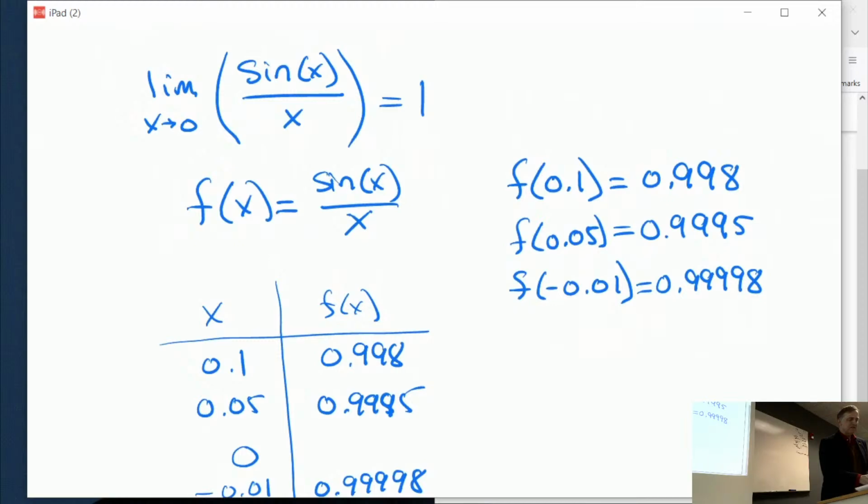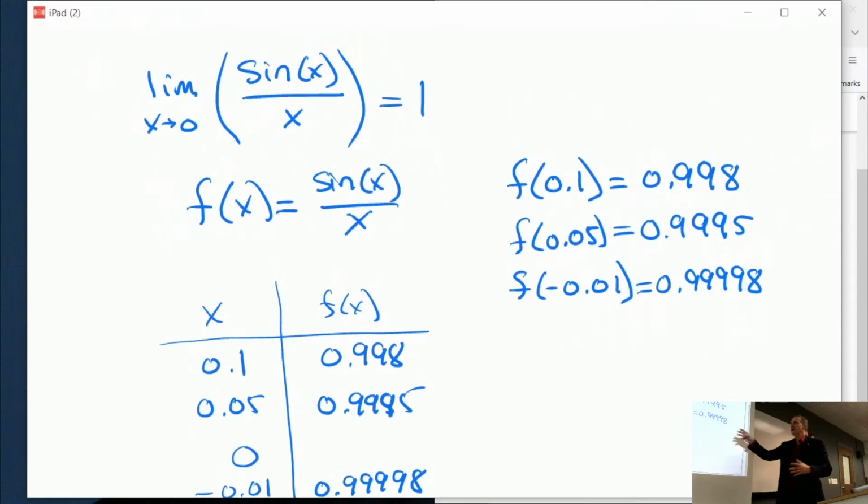Try plugging 0 into this function. I'll do it on my calculator just to show you. So I'm going to do sine of 0 divided by 0. You know what's going to happen when I press enter, don't you? It says error. What's wrong with this? Oh, I'm trying to divide by 0. So I can't divide by 0, and yet there is a limit.